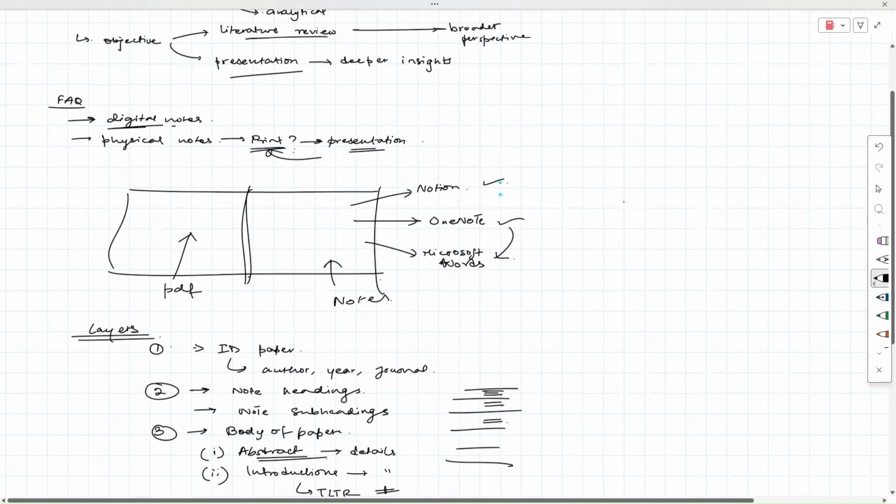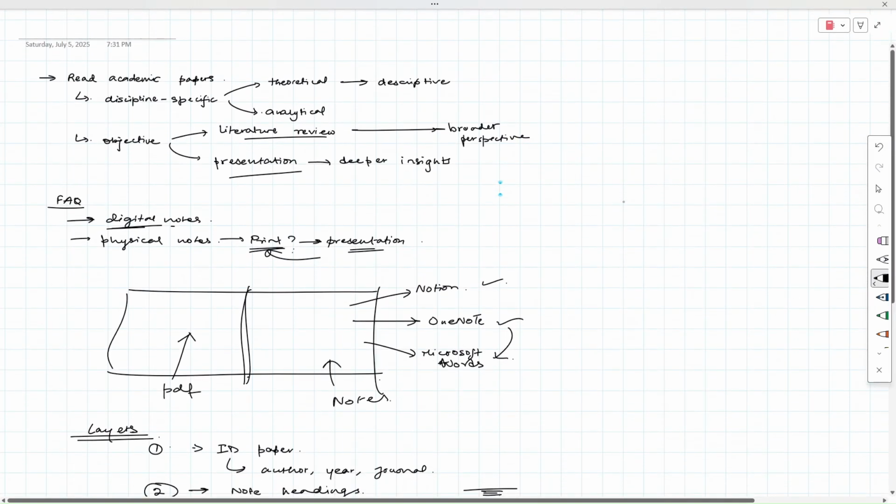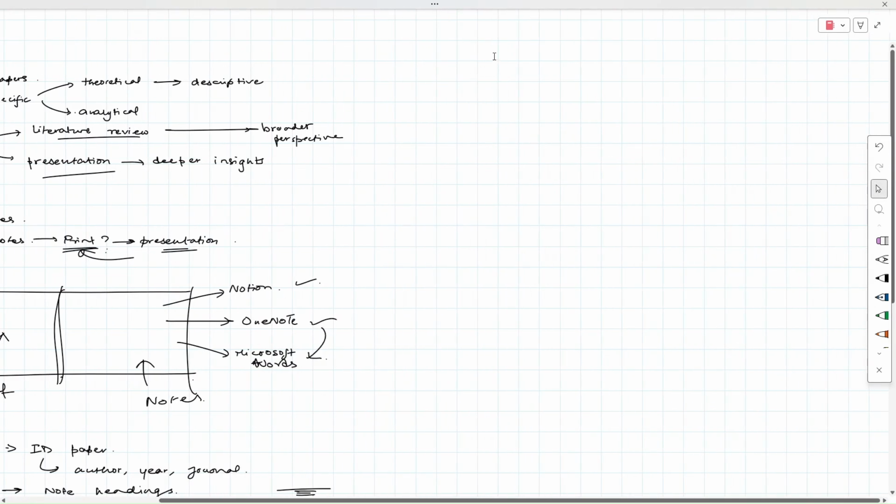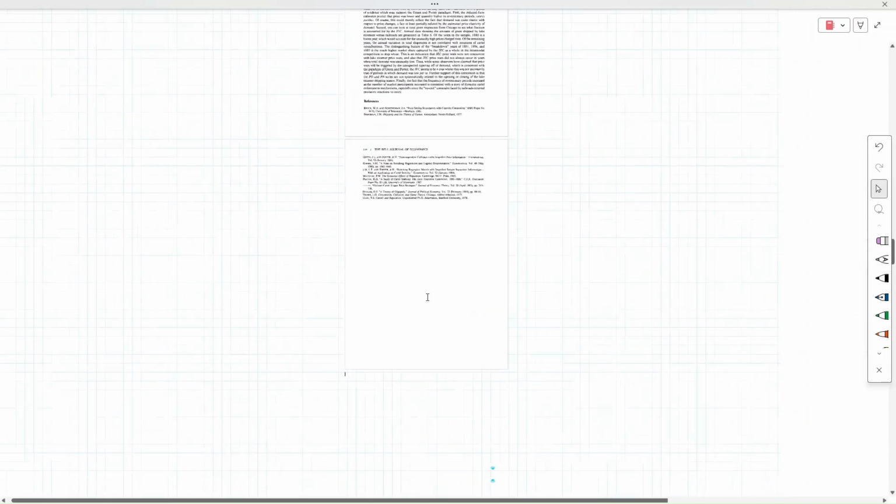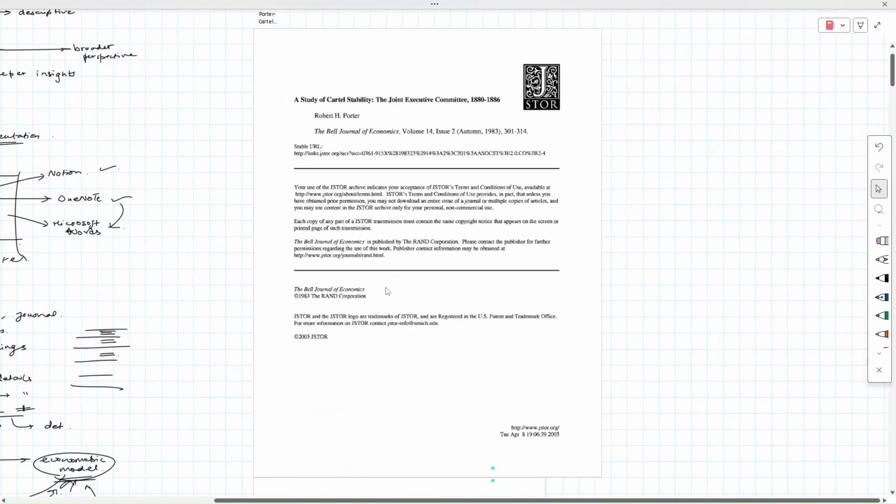Now that I've given a brief description of how I study a paper, I would like to show you with a paper that I had presented once. This paper is by Robert H. Porter. It's on cartel stability. So this is the paper that I am talking about. It's a bit of a lengthy paper.